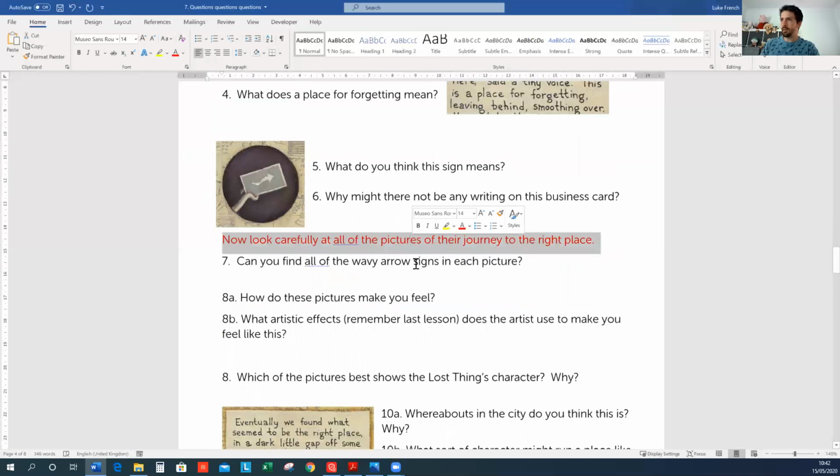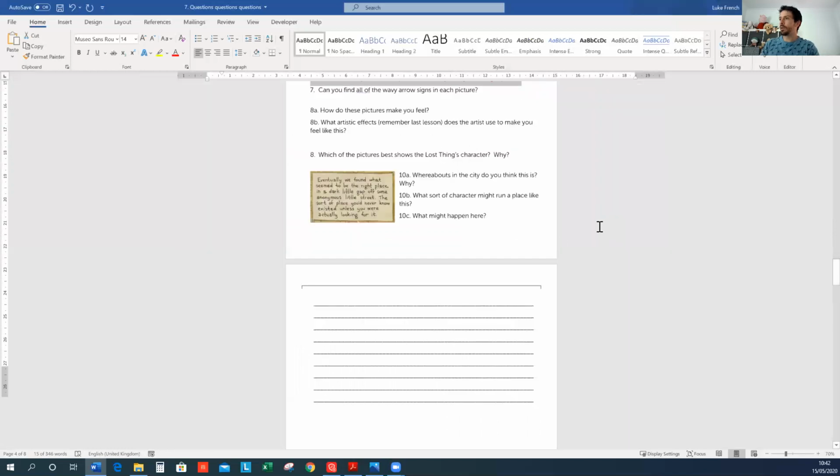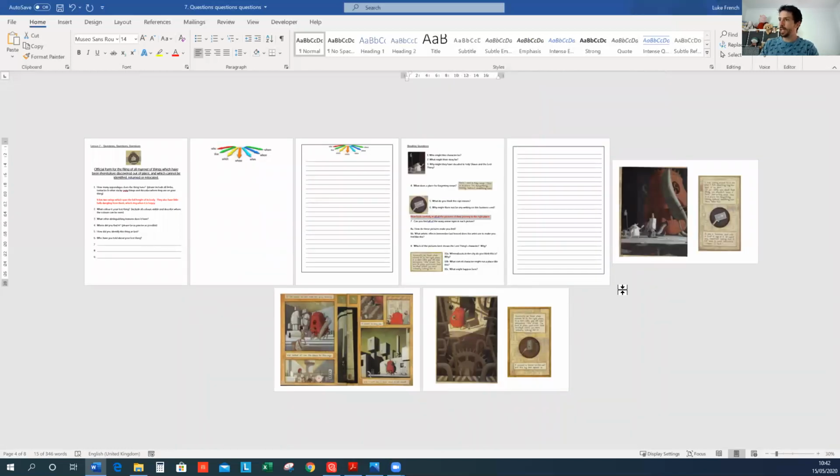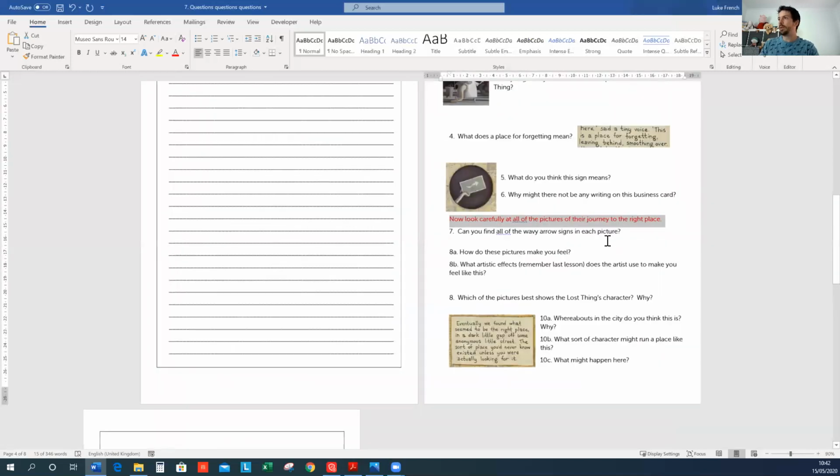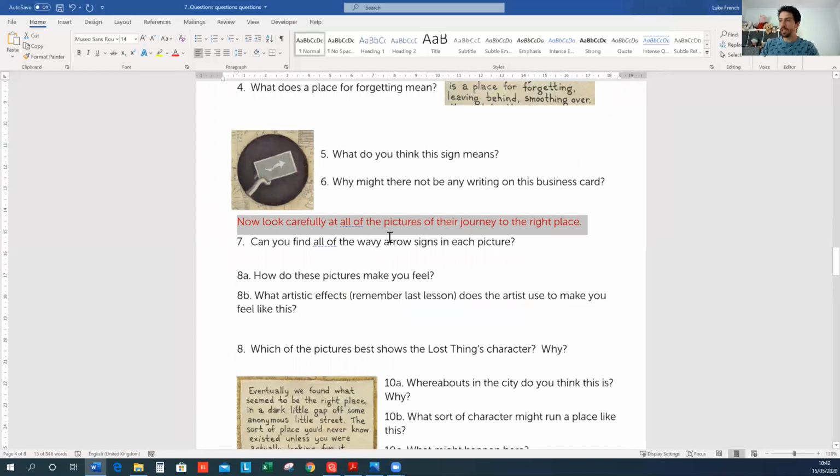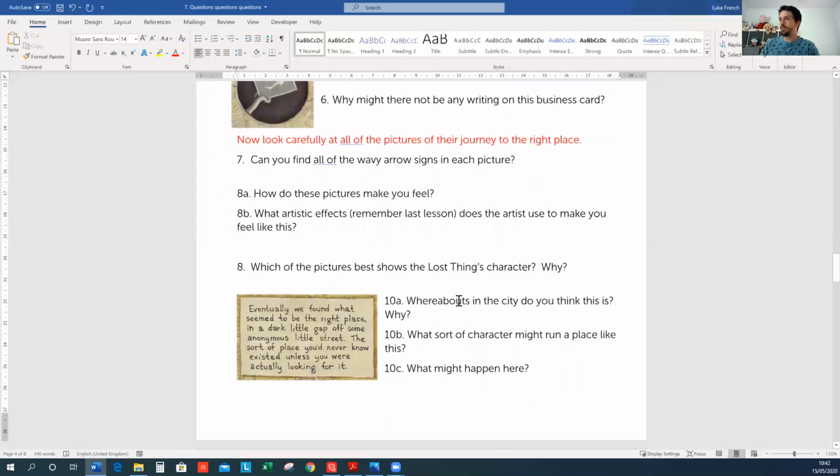Now you'll notice in red here, I've said, now look carefully at all of the pictures on the journey to the right place. So basically, reread the story that I just read to you. Right at the bottom of the document are all the pictures of their journey to the right place. So you need to study those pictures carefully because they're picture clues now. The first one is, can you find all of the wavy arrow signs in each picture? There's a wavy arrow in every single picture in this part of the story. And then finally answer the last few questions further down. And then 10 is in 3 parts.